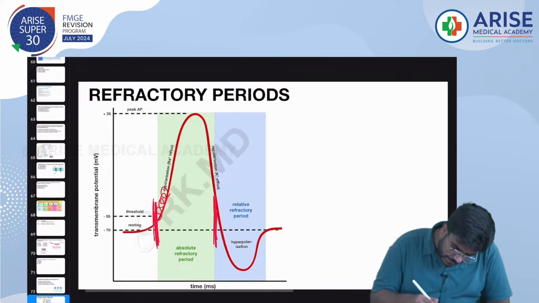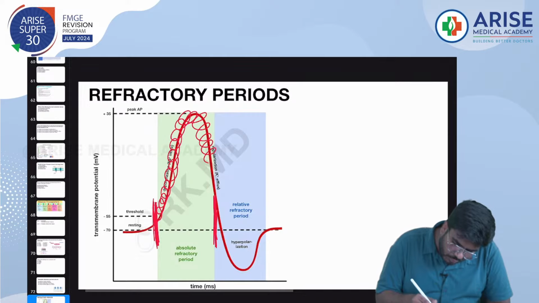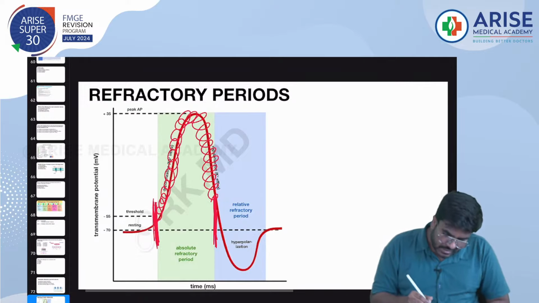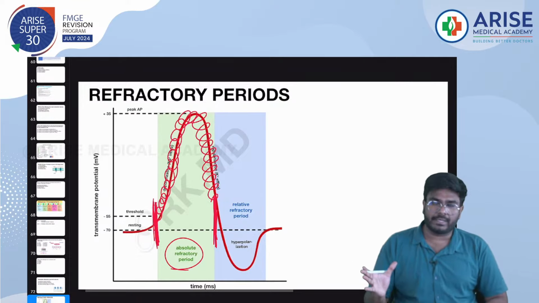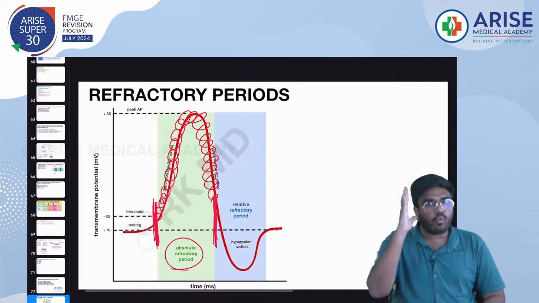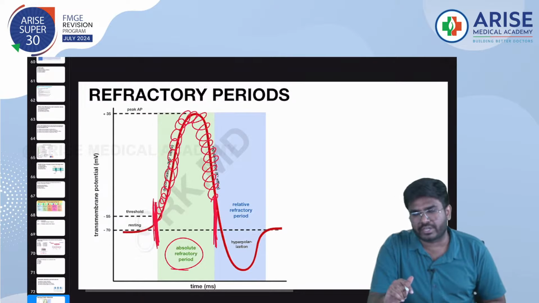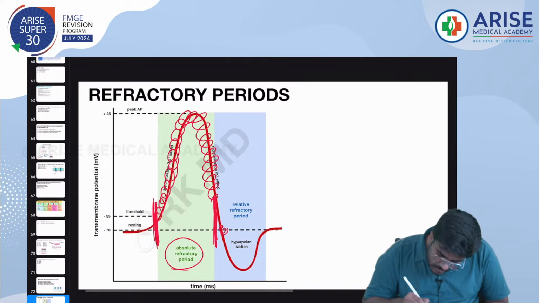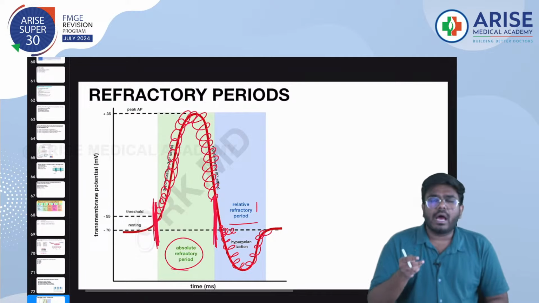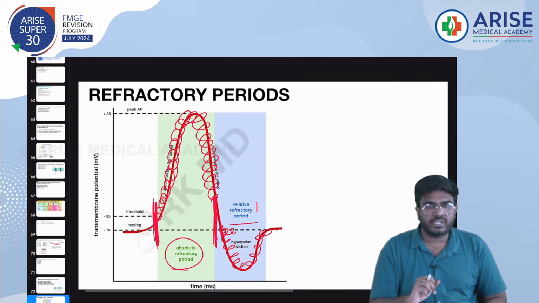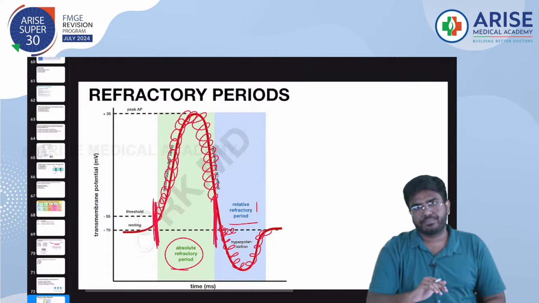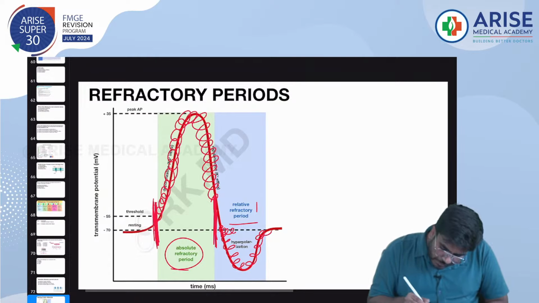During this period, whatever you do to the neuron, it is not going to produce a new action potential. It will never produce a new action potential. So this time period is called the absolute refractory period. After that, there is the relative refractory period. Relative refractory period means a normal stimulus will not produce an action potential, but a little bit more powerful stimulus will. So there is an absolute refractory period and a relative refractory period.